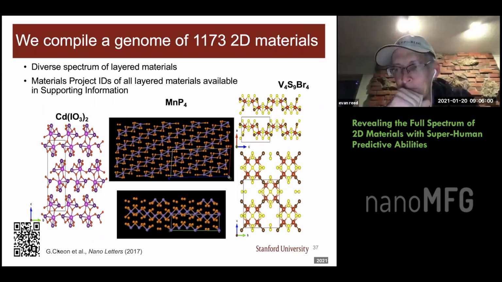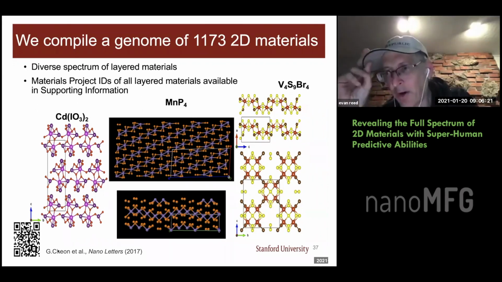And I will also recommend, if you want a larger list, we keep running this screening. We did this work maybe 5 years ago, and we keep running the screening as more structures get added to the crystal structure database. The last time we did this was last fall in October, and we came up with almost 2,000 2D materials.